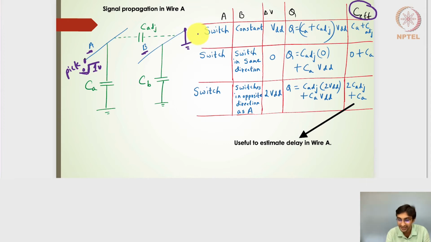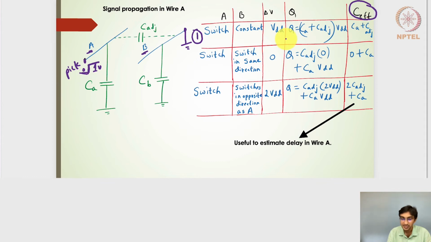Okay, so that will be one case. So let's look at this first case. Wire A is switching from 0 to 1 volts. B is held constant either to 0 volts or to the VDD rail, the logic high. So the delta V, the change in the voltage for the wire A, will be nothing but VDD. So 0 to VDD or 0 to 1 volts.